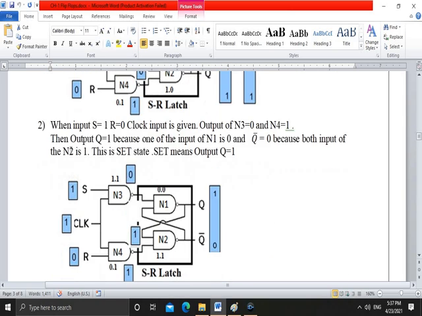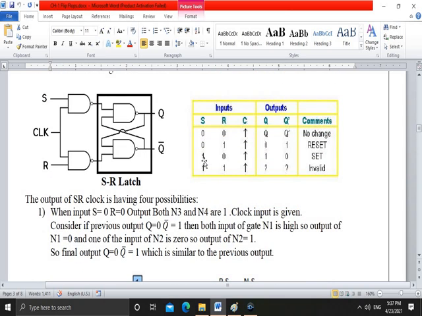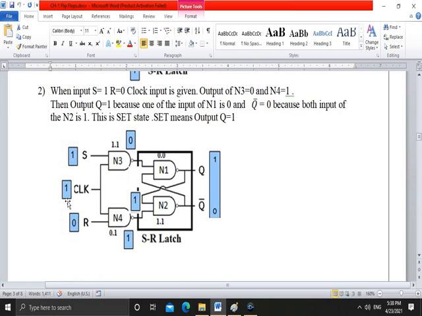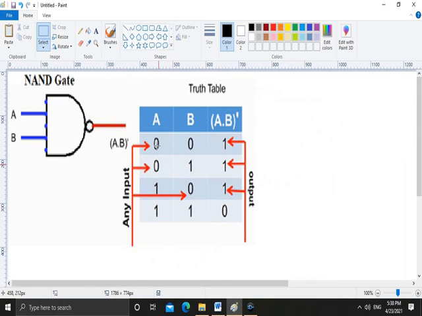Next we have to check the second condition: S equal to 1, R equal to 0, with the clock applied. So the N3 input is 1 and 1. 1.1 is 1, complement 0. The N4 input is 0 and 1. 0.1 is 0, complement 1. So we can't predict the output of N2 because its one input is 1, but we can easily predict the output of N1 because one input is 0. So we can say easily the output is 1.